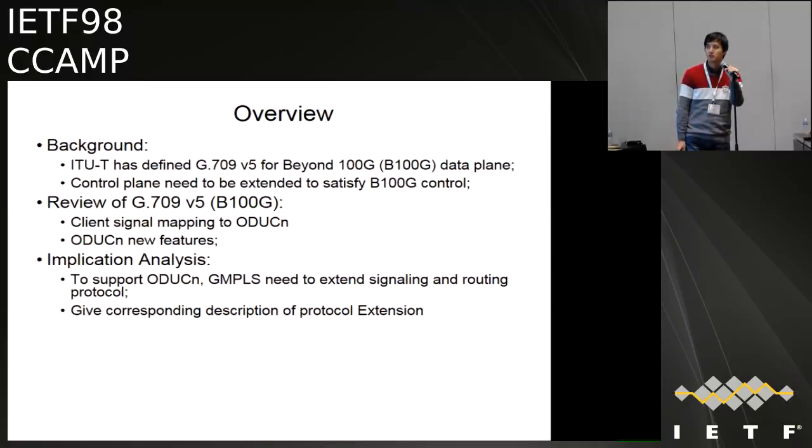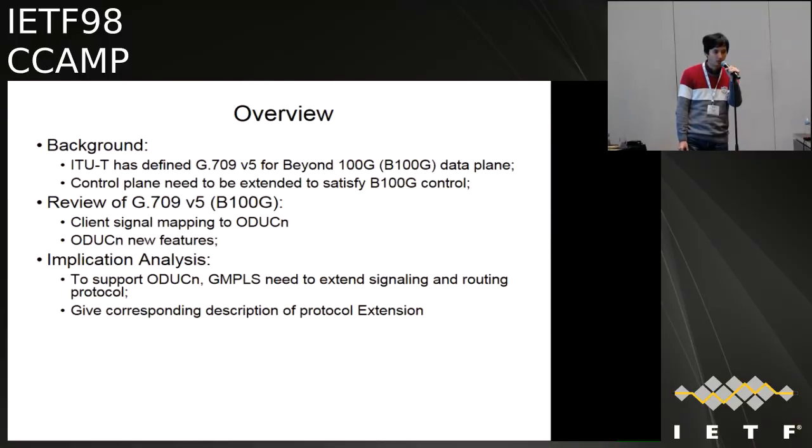So here is an overview of these three drafts. The drafts are based on the ITU-T definition of the ODUCN and edition 5 of G.709, considering the beyond 100G data plane. We assume that the corresponding control plane work needs to be addressed in the CCAMP working group.